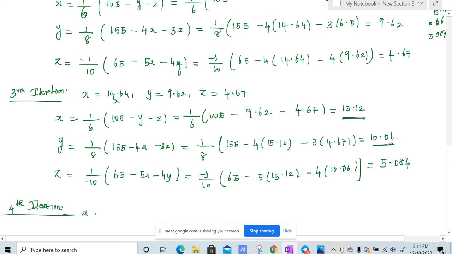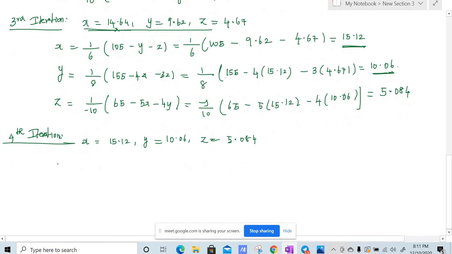So for the fourth iteration, our x will be 15.12, y will be 10.06 and z will be 5.084. You can stop when these xyz values are the same, correct up to 2 decimal places.